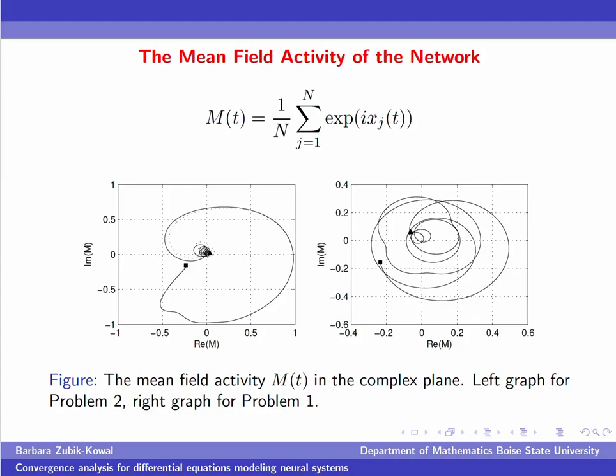Now, these 2 figures present the mean field activity function for both problems. The left-hand side figure presents the function for problem 2, while the right-hand side figure presents the function for problem 1. There are 2 curves in both figures. The dotted curve, which is obtained after the first iteration, and the solid curve, which is obtained after the second iteration. Additional iterations give curves which cannot be distinguished from the solid curves because they simply cover the solid curves.